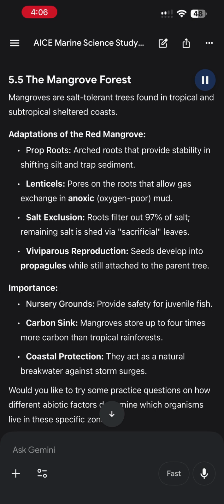Salt exclusion. Roots filter out 97% of salt. Remaining salt is shed via sacrificial leaves. Viviparous reproduction. Seeds develop into propagules while still attached to the parent tree.